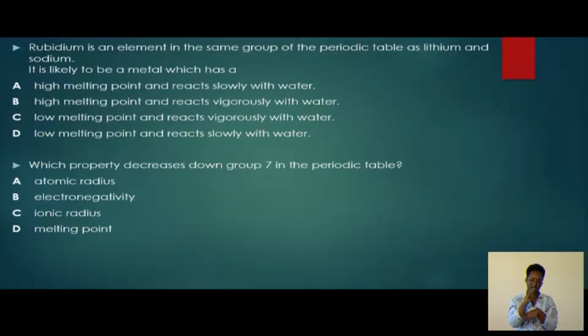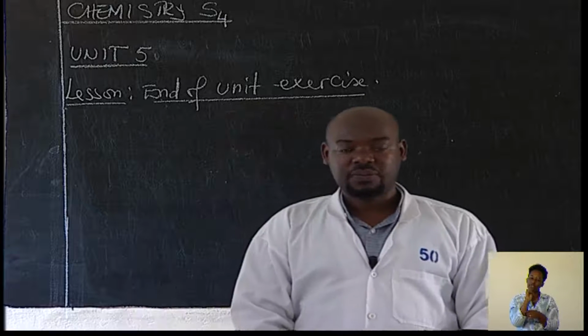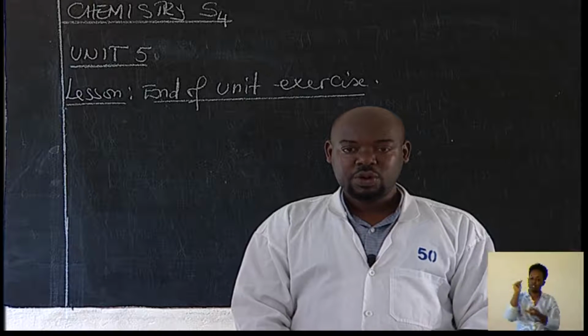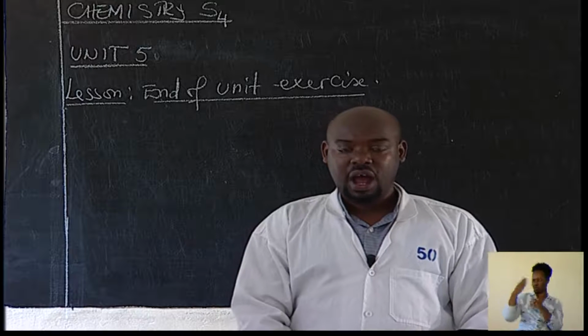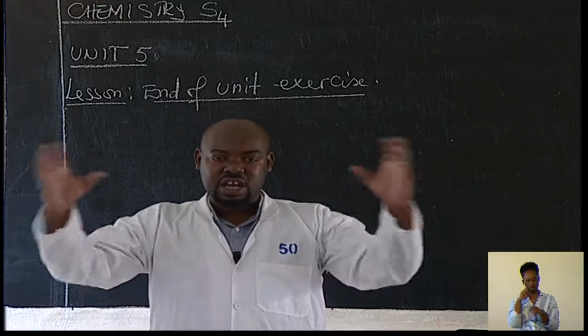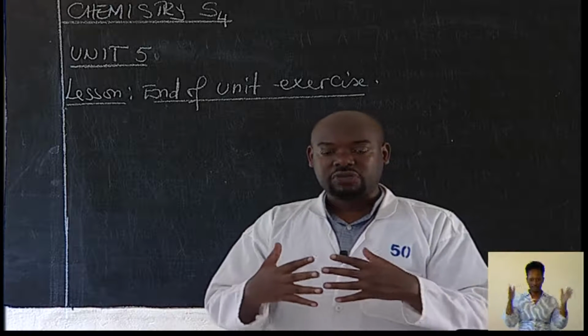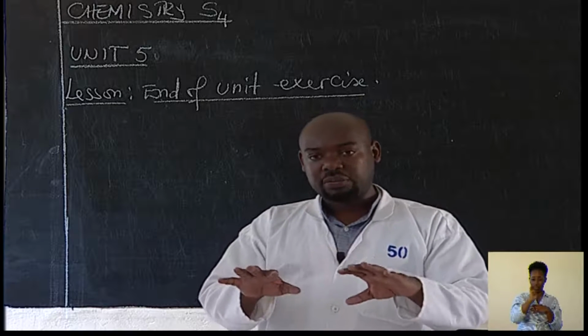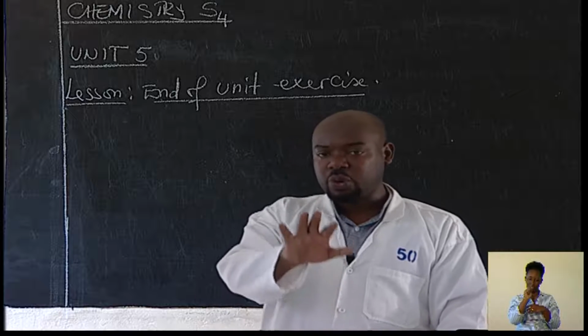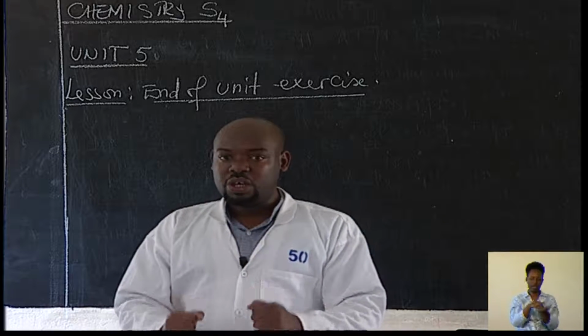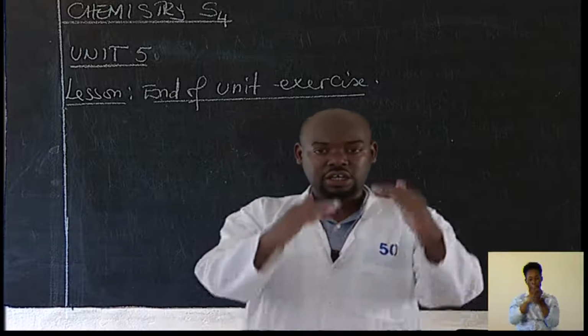So what happens with the melting point? From lithium to sodium and to potassium and rubidium, as you go on down the group, what happens? Does the melting point increase or decrease? We studied that in the previous lesson. As we go down the group, we said the atomic size increases, as well as the cation size. So the electrostatic forces become weaker and weaker. And as the electrostatic forces become weaker and weaker, then the melting point becomes lower and lower.